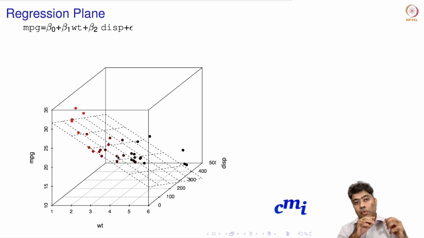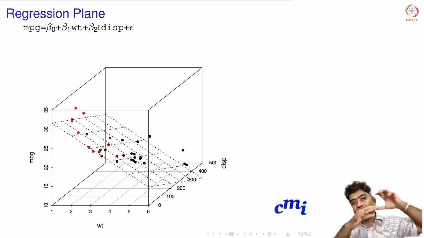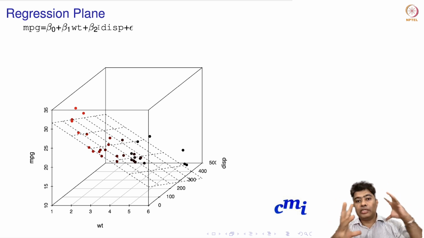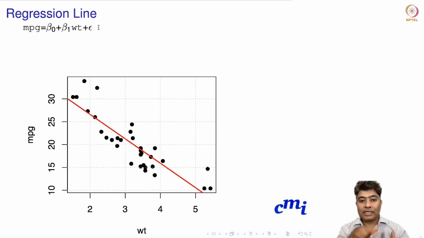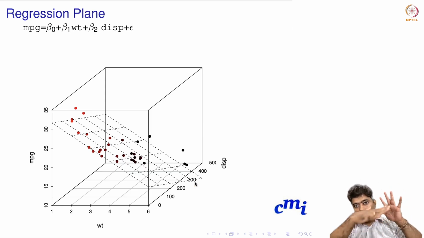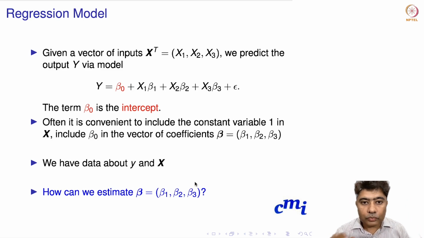Now this model is trying to fit a plane through these points hanging in the 3D space. Previously it was a line in 2-dimensional space. The model was a line. In 3-dimensional space it's a plane.